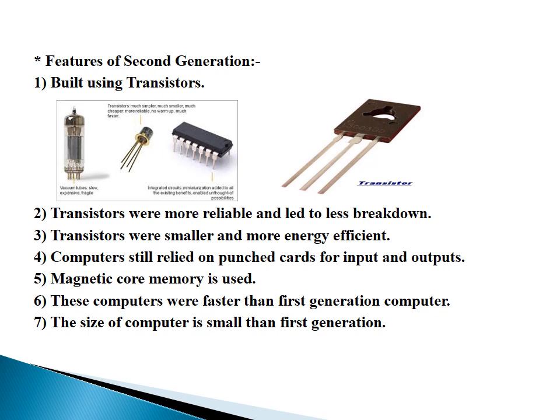Computers still relied on punch card for input and output. In second generation of computer, magnetic core memory is used. These computers were faster than first generation of computer. The size of computer is smaller than that of the first generation of computer.